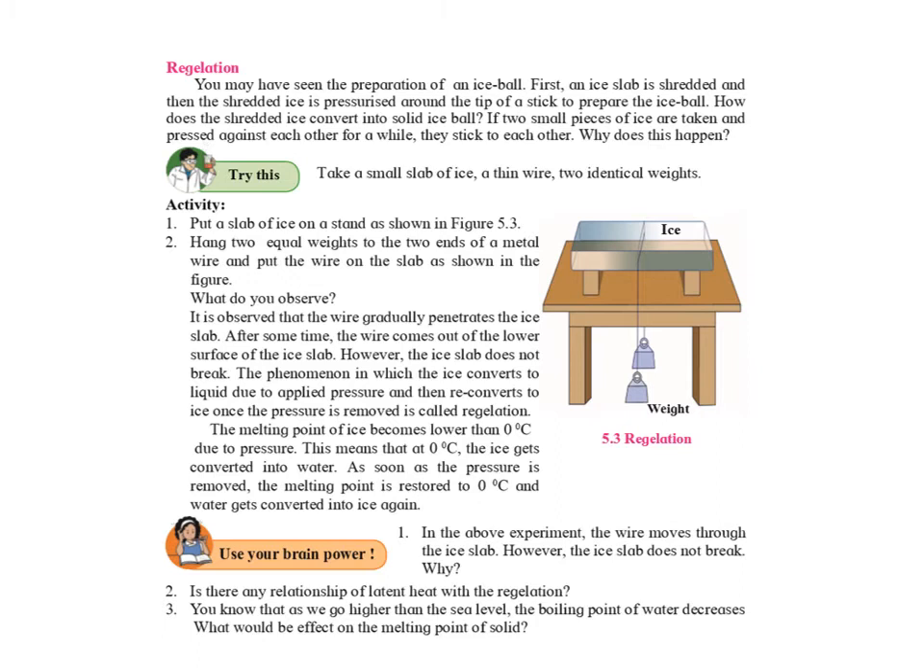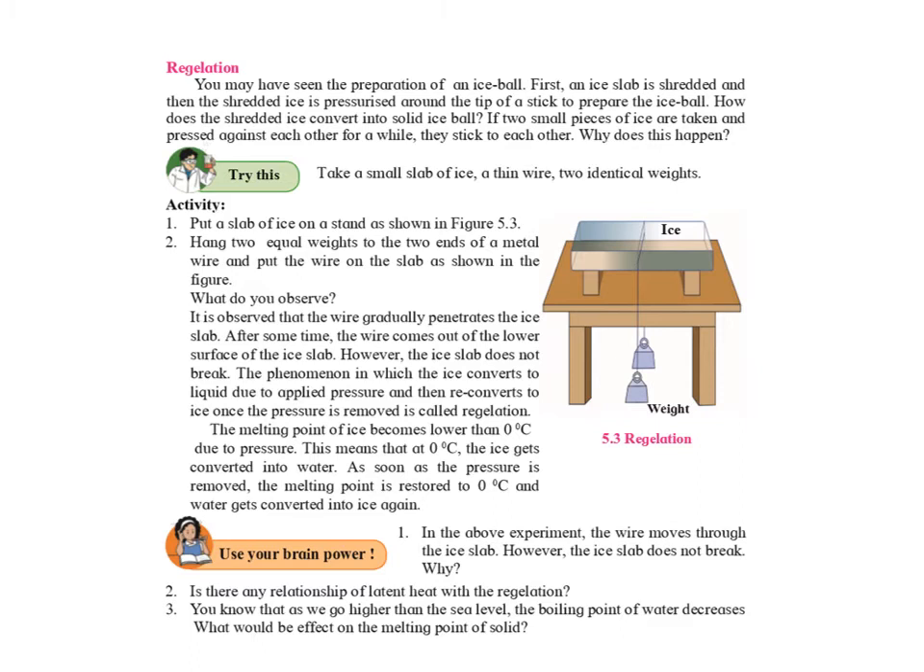If two pieces of ice are taken and pressed against each other for a while, they stick to each other. Why does this happen? You might have observed when a gola wala is making the gola that first they make it into small shreds and they press it. And after they press it, it becomes like one solid ball of ice. How does this happen? While preparing an ice ball, the shredded ice is pressurized around the tip of the stick. A pressure is applied on it.